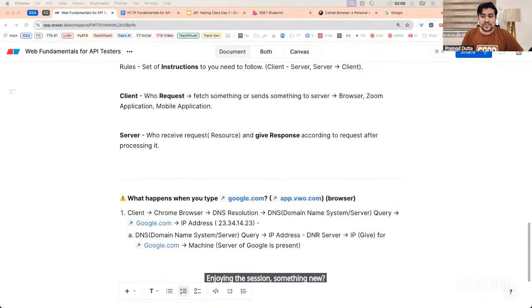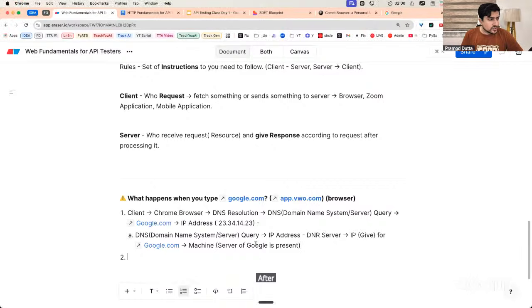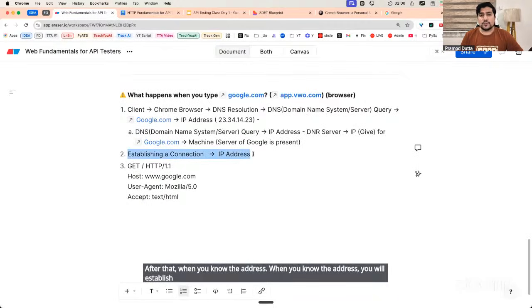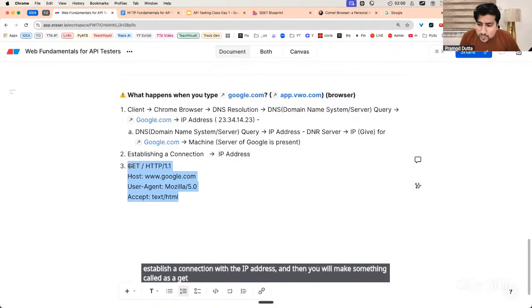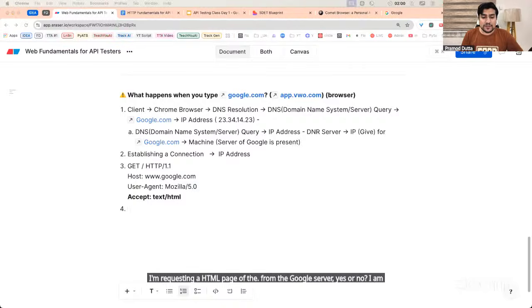This is exactly what happens. And what exactly will this client do? After you know the address, you will establish a connection with the IP address, and then you will make something called a GET request. What is a GET request, sir? GET basically means I want to get the google.com page. So what am I requesting? Guys, what am I requesting? I'm requesting an HTML page from the Google server. Yes or no? I am requesting an HTML page from the server.